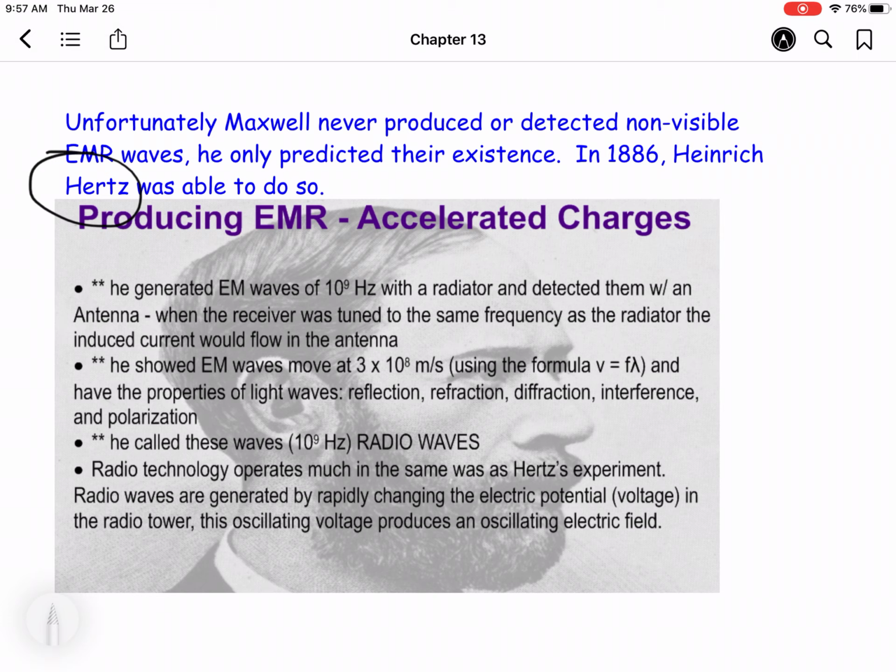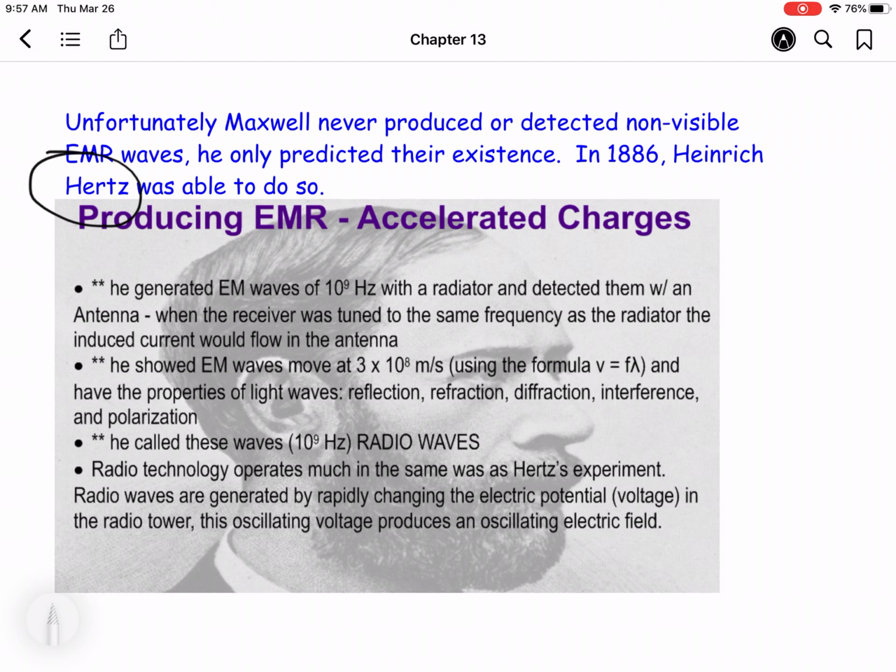So he was actually causing a current to go through something, and it radiated something that he could pick up across the room. He showed that EM waves move at 3 times 10 to the 8 meters per second, using the formula v equals f lambda, which we've done, and have the properties of light waves. He showed reflection, refraction, diffraction, interference, and polarization. So he called these waves radio waves.